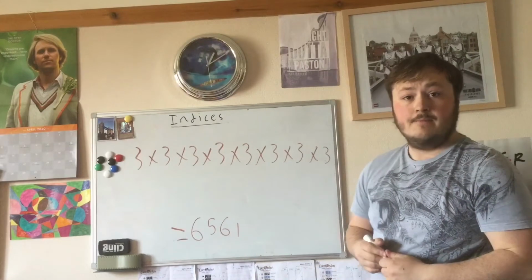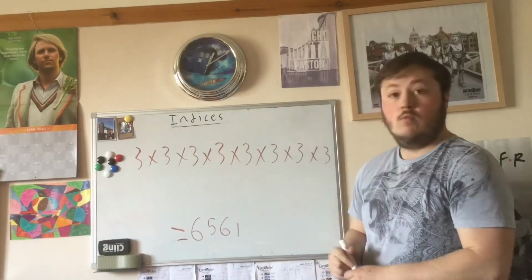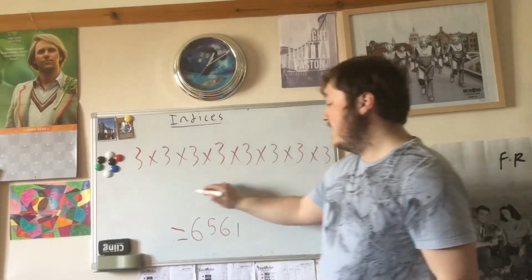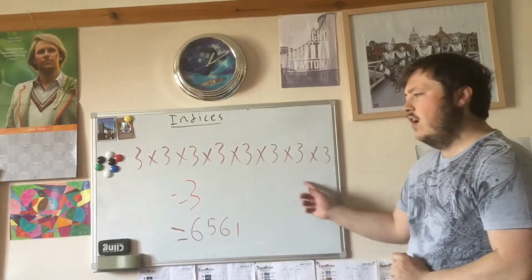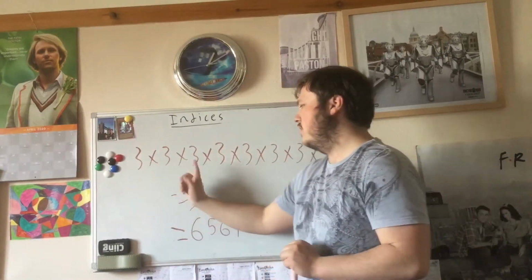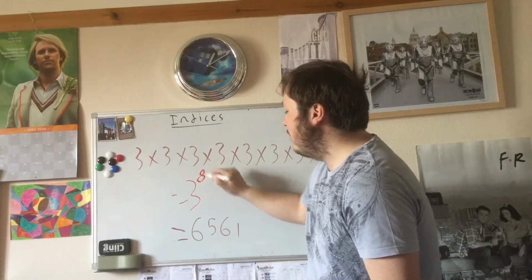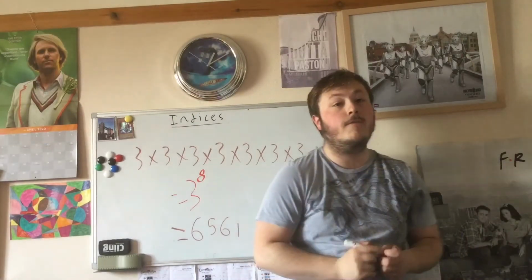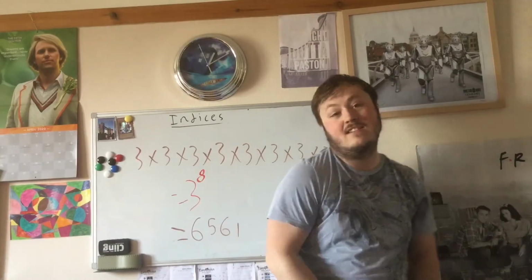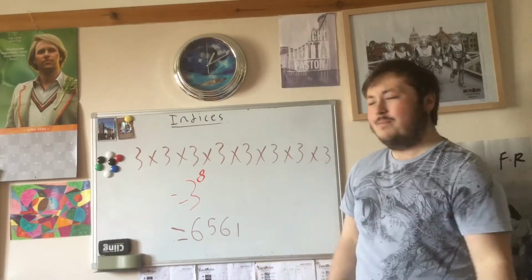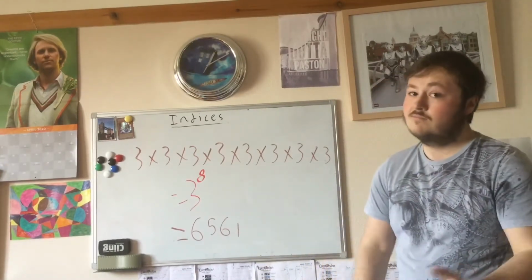So this is how we do it. Firstly, what is the number we're timesing by itself? Well, it's timesing by itself a load of times, but it's 3. And how many 3's are there in this problem? There's 1, 2, 3, 4, 5, 6, 7, 8. So it's 3 to the power of 8. That's the same as that, and that will get us that. That's all indices are. It's a simpler version of writing that, so we don't have to spend too much time filling up our sheet. Easy when you think about it.